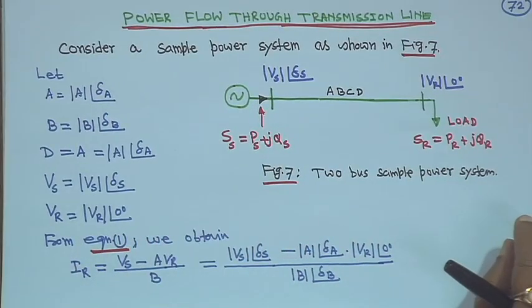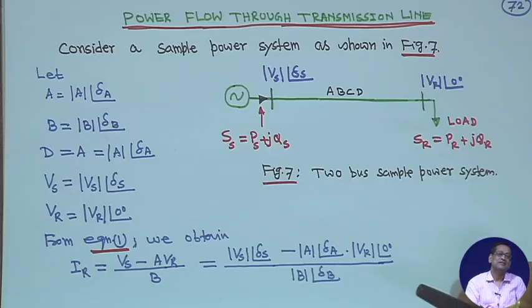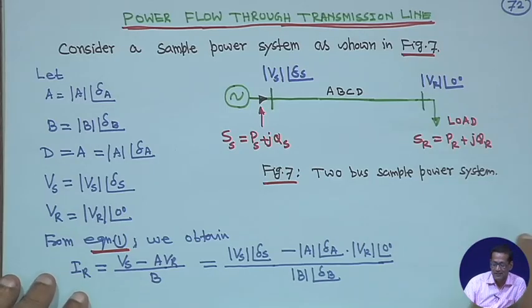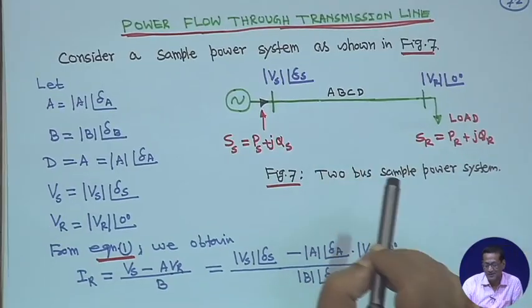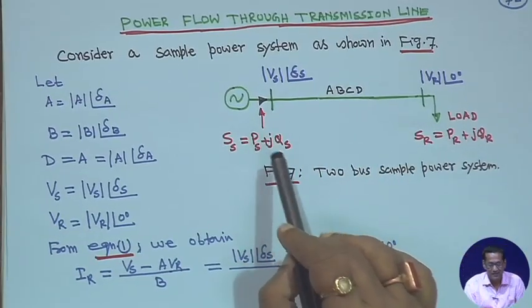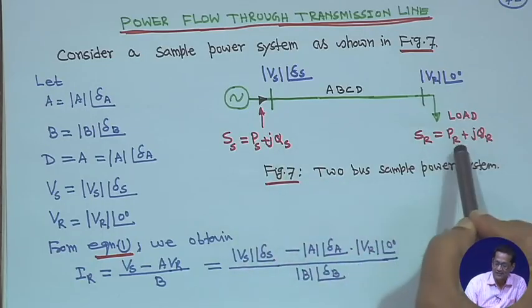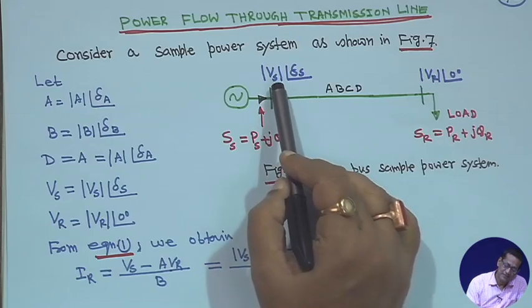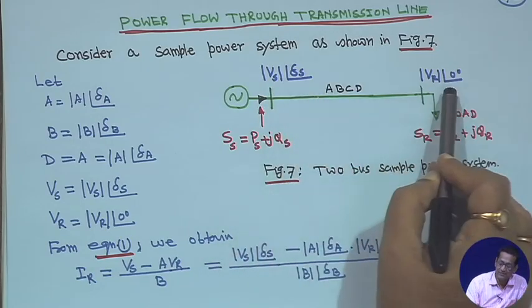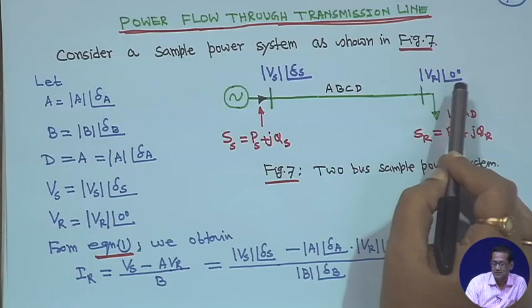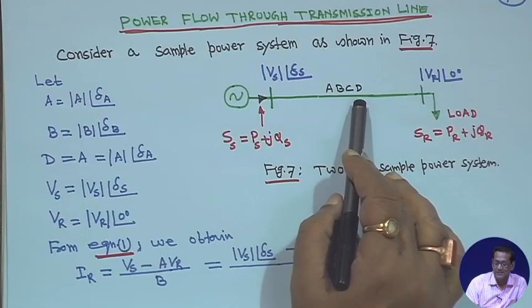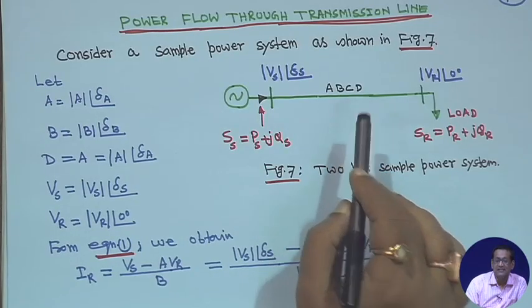So, this one I will get it for you for the receiving end, and for the sending end I will give you the final expression, but you can derive this. Consider a sample power system as shown in the figure. This side is the sending end side, with power Ps plus jQs. This side is the receiving end side, with power Pr plus jQr, and this is the load. Sending end voltage is magnitude Vs angle delta s, receiving end Vr angle 0 degrees. It is taken as a reference. This line is represented by ABCD parameters, that is why I am writing ABCD here.